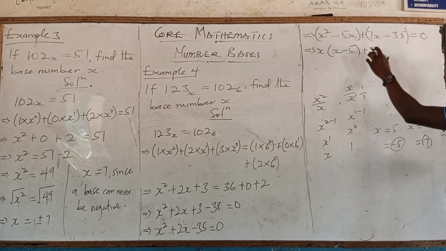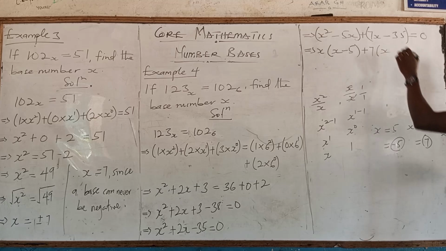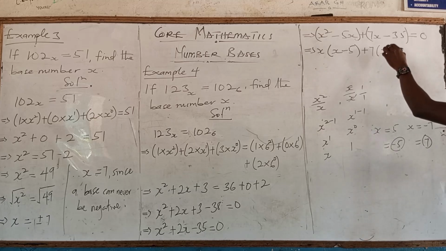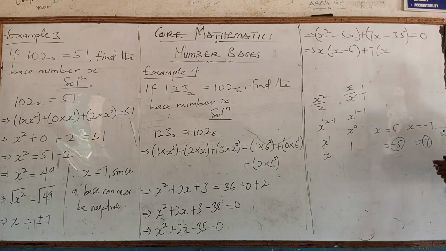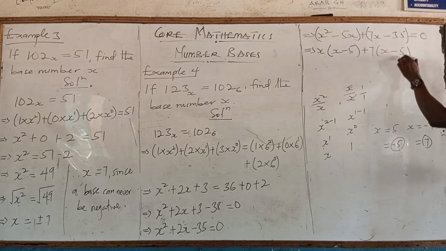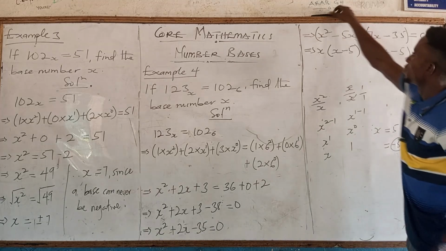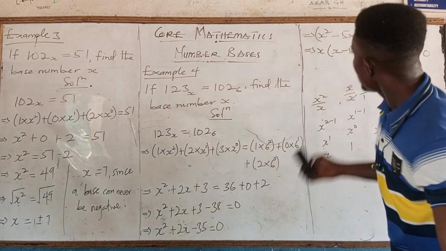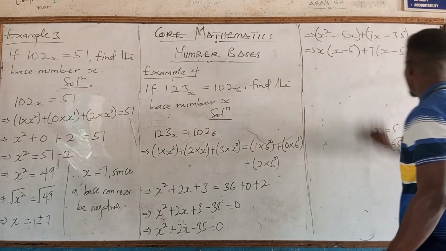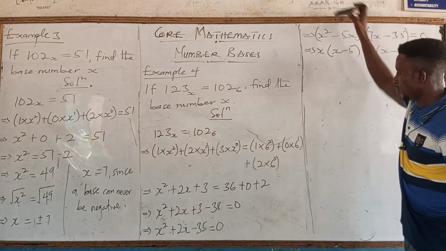So positive divided by positive is positive. 7 divided by 7 is 1. Then x divided by 1 is what? X. Are we getting that? So I have positive 1x. Then negative divided by positive is negative. 35 divided by 7 is what? 5. Then equals to 7. Are we okay? Then what do I do next?